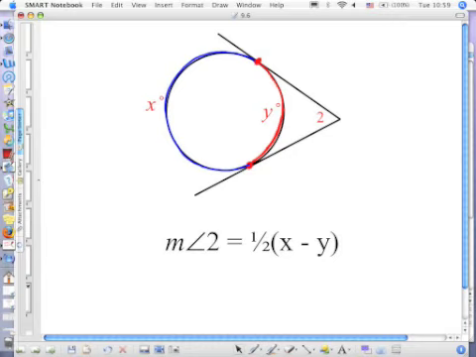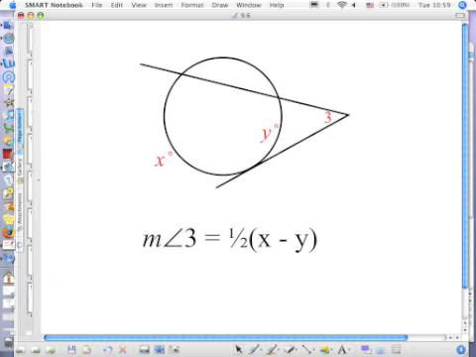Why is it 90? Why is angle 2 90? Well, first of all, if you draw from the two points where they intersect, those are 90-degree angles. Okay, let's just keep going.